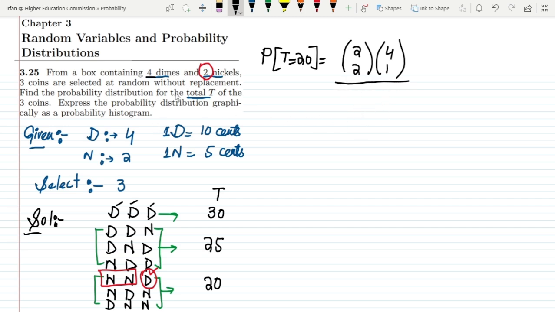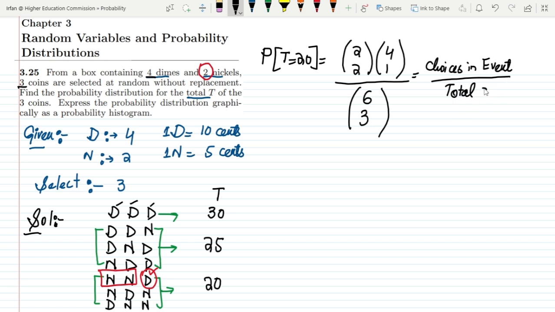Okay, so the total number of choices here will be 3 out of 4 plus 2, which is 6. So it will be 3 from what? 4 plus 2. This 4 plus 2 is basically 6. Okay, so you got my point that in the numerator I have to write the choices in the event, divided by the total number of choices. So that's what I have done.